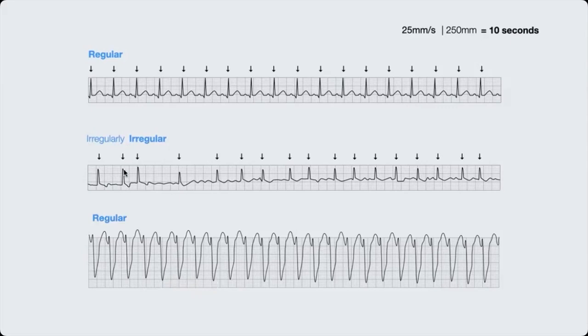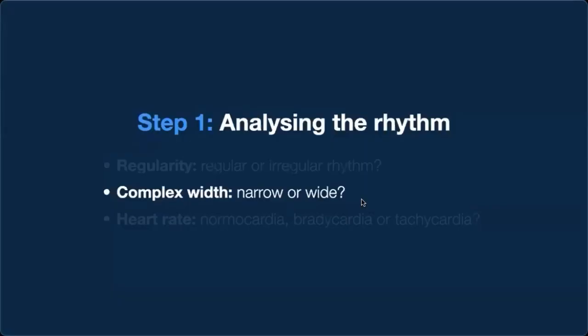I want to quickly further specify this second example here. We actually call it an irregular rhythm, and that's because there is no discernible pattern that one can observe here. Whereas sometimes you can see the complexes are paired or they come in triplets, and that would be referred to as a regularly irregular rhythm.